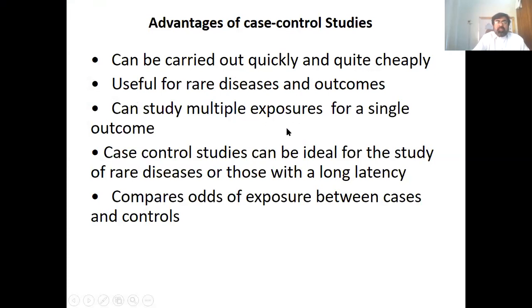If you have a disease that may have more than one exposure, for example, a person with lung cancer might have been exposed in the past to smoking, to wine drinking, to pollution, and to other factors which are associated with lung cancer. So there may be multiple exposures. Case control studies can be ideal for the study of rare diseases or those with a long latency. Compares odds of exposure between cases and controls.